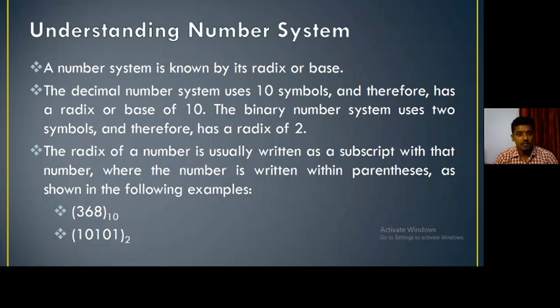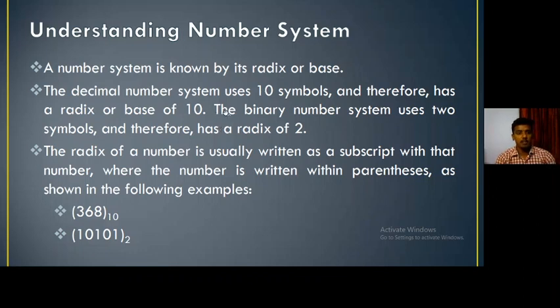So the binary system contains only two symbols, that is 0 and 1, where 0 stands for the off state and 1 stands for the on state, where 0 means low and 1 means high, that everyone knows. The decimal number system uses 10 symbols. So how to represent that particular number system? How will you identify that this number belongs to this number system? With the help of the concept called radix or base.